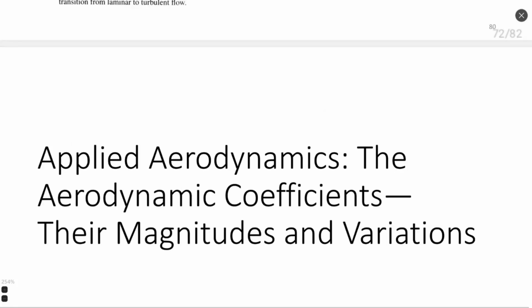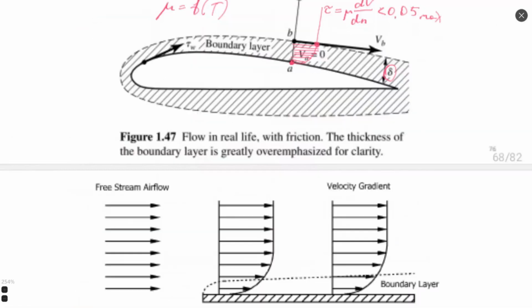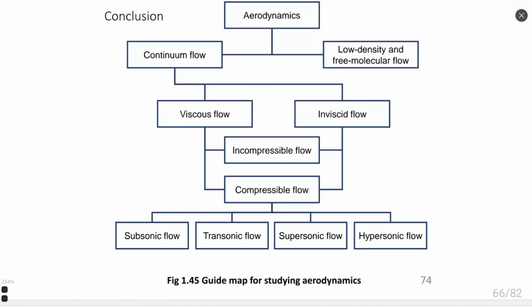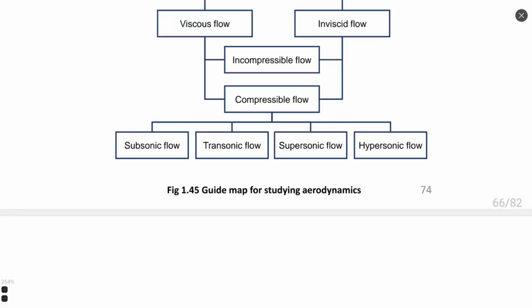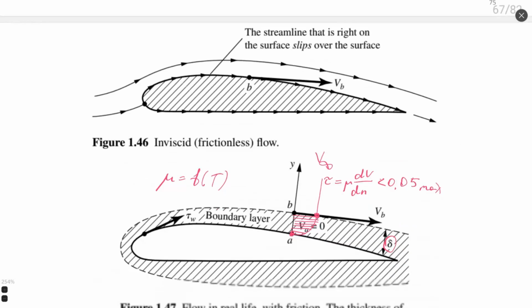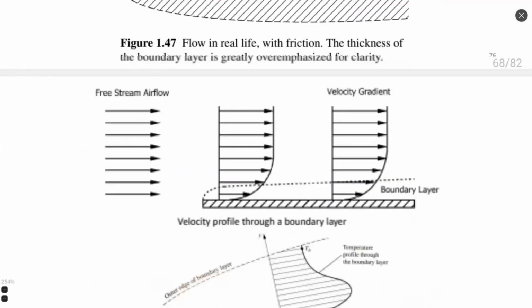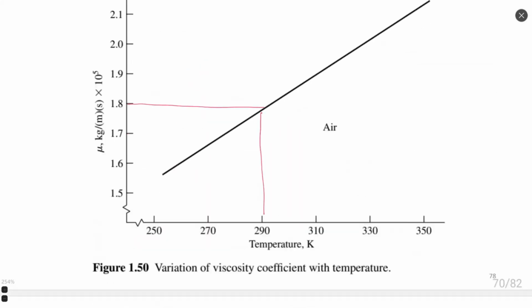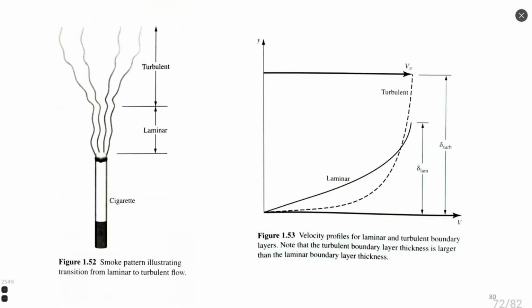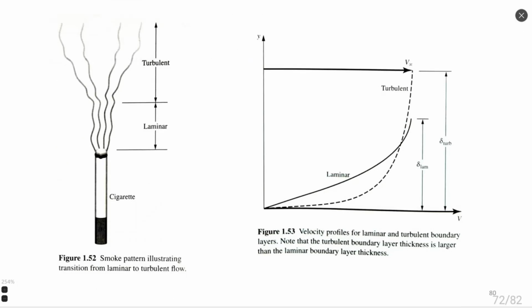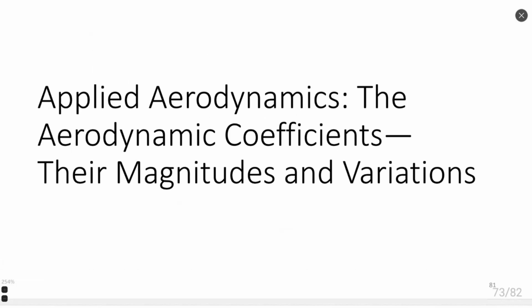Last time we talked about various concepts about types of flow, a general introduction. We talked about viscous flow, boundary layer, different types, right? Thermal boundary layer, dependence on temperature and viscosity, thickness of the boundary layer, laminar and turbulent. And today we continue talking about aerodynamic coefficients.